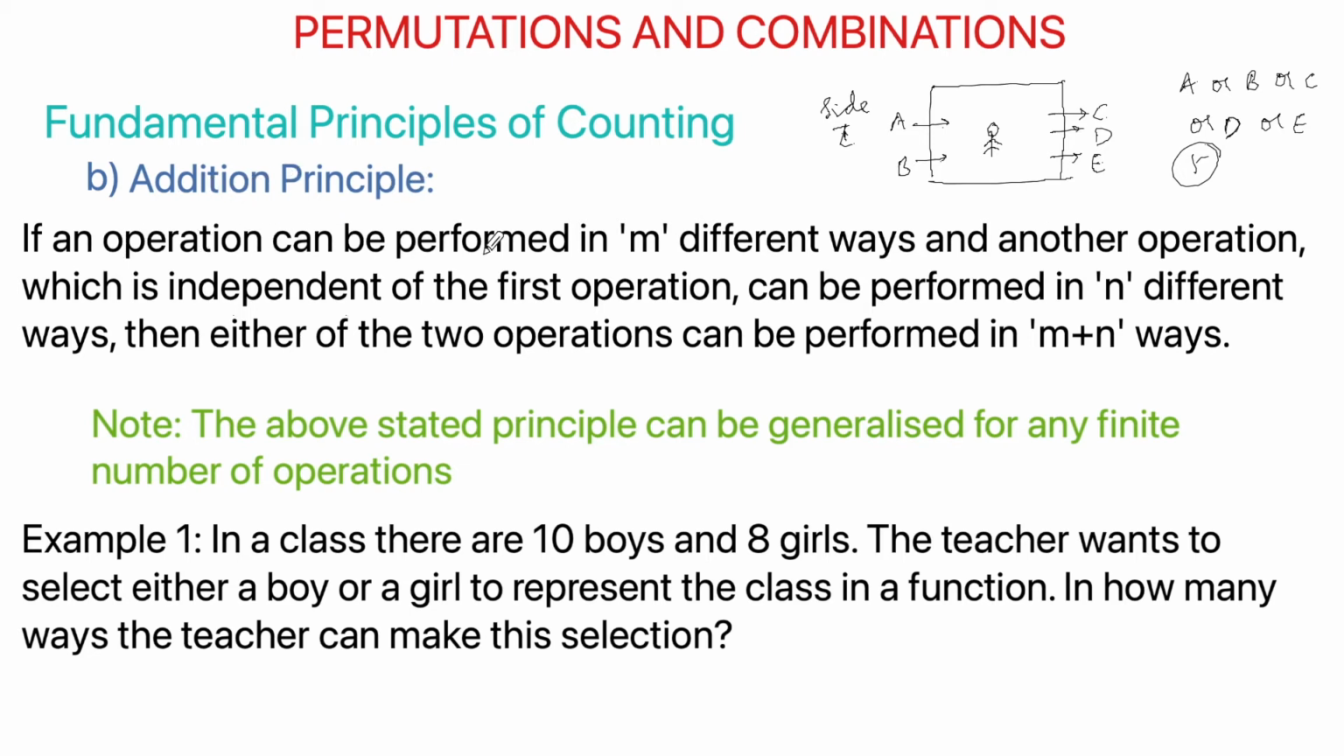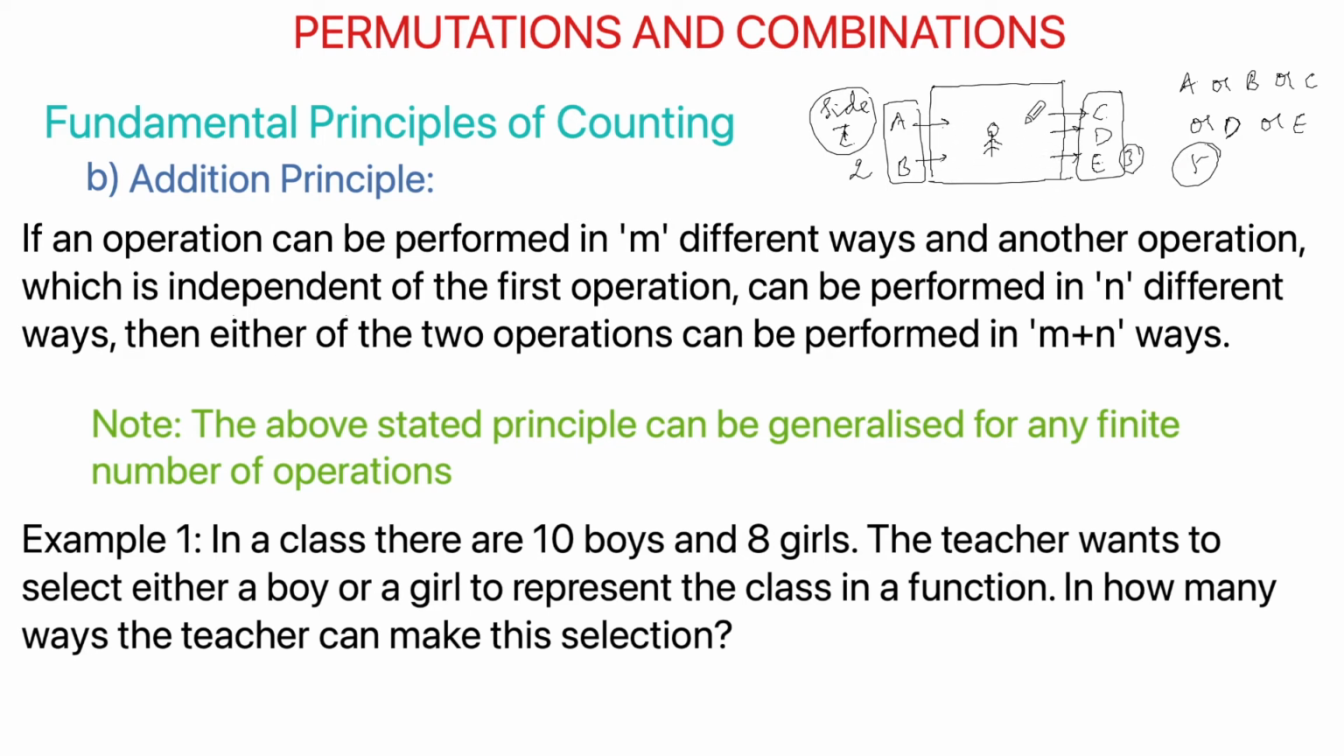so if an operation can be performed in m different ways and another operation, which is independent of the first operation, can be performed in n different ways. Here the job is that he has to come outside. So on one side, there are two possibilities. On the other side, there are three possibilities. So in one operation, two ways are there, and in the other operation, three ways are there. So both are independent, they're not dependent.